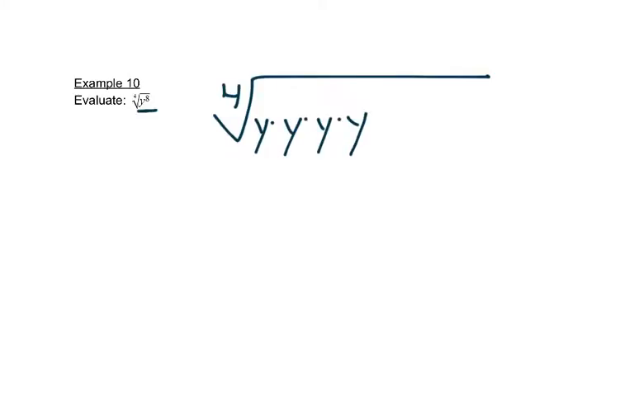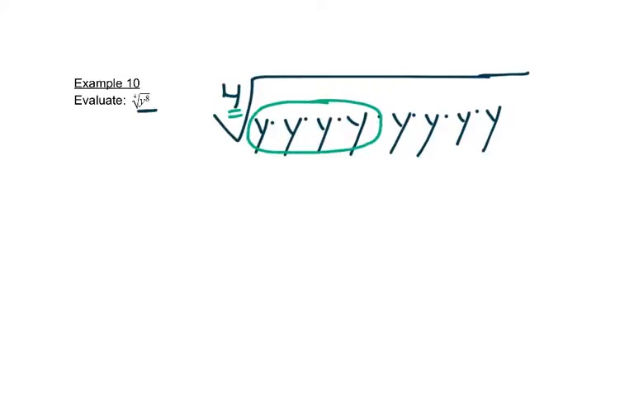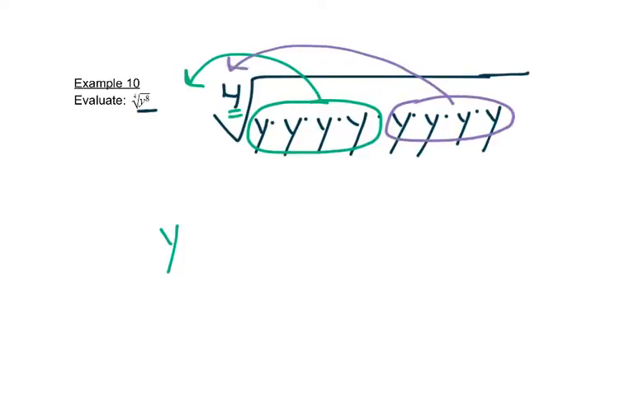So let's look at this one. We haven't had a lot of letters yet, but remember that this y to the 8th really means that I have y here 8 times. And this 4 means I'm looking for groups of 4. So here's a group of 4 that will come outside the radical as just a y. And then here's a group of 4 that will come outside the radical as just a y. We multiply those two together and we get y squared.